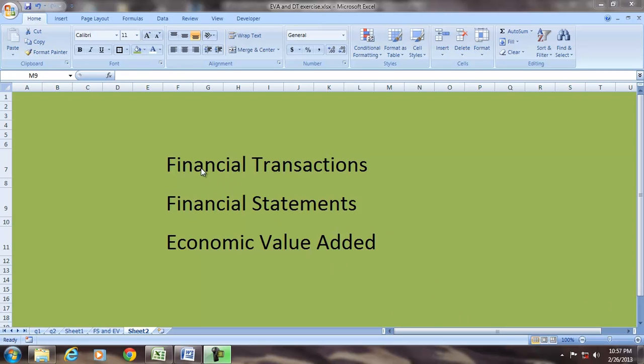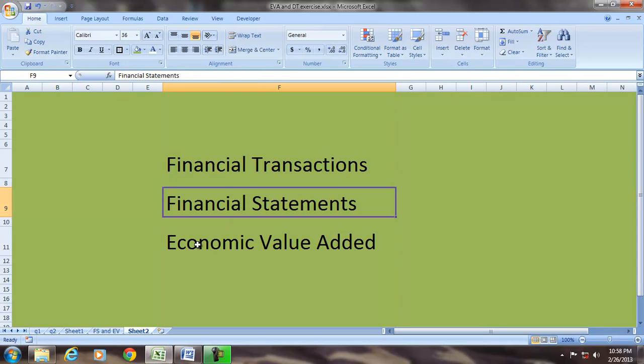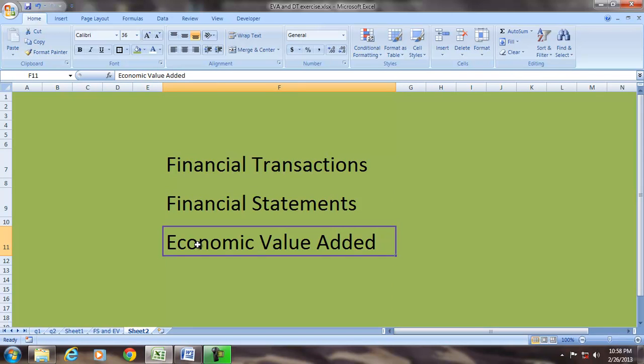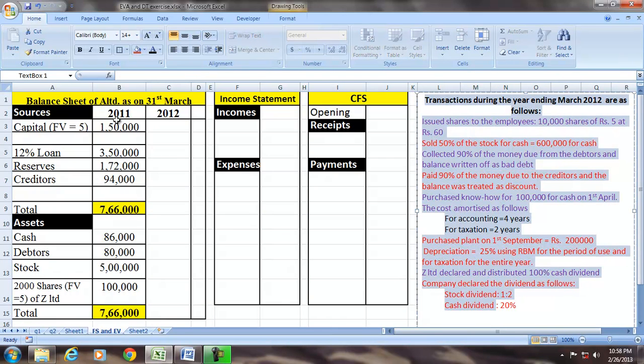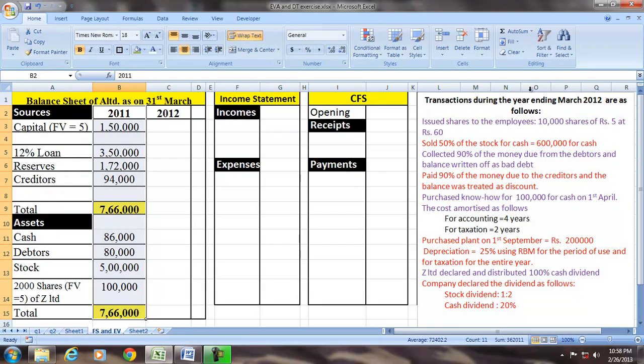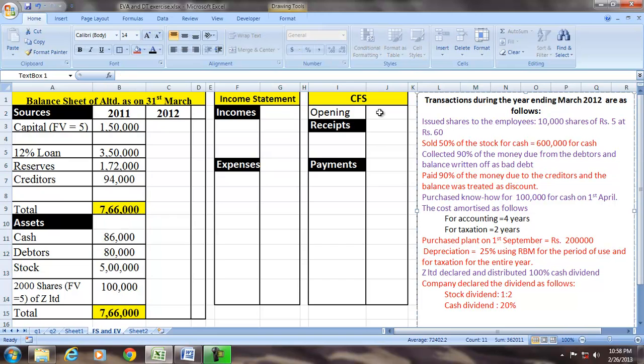In this session, we'll see a set of financial transactions and convert those financial transactions into financial statements, and prepare and determine the economic value added. The set of transactions is given here. The opening balance sheet is given here. We'll first convert these financial transactions into financial statements, then determine some of the important performance indicators like economic value added. Let us first prepare the financial statements.